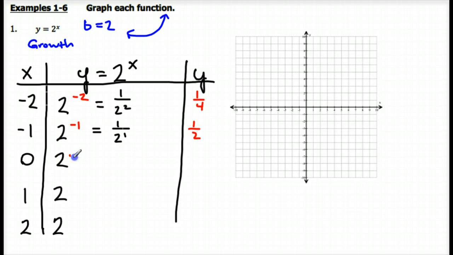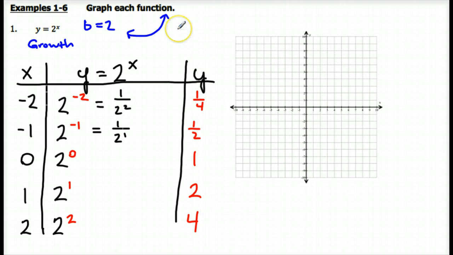Okay, and then I'm going to have 2 to the 0 power. We know anything to the 0 is 1, so that would be 1. Then we have 2 to the 1st power, which we know is just 2. It's nice when you have positive exponents. And then finally 2 squared is going to be 4. Okay, so these are my 5 output values: 1/4, 1/2, 1, 2, and 4.